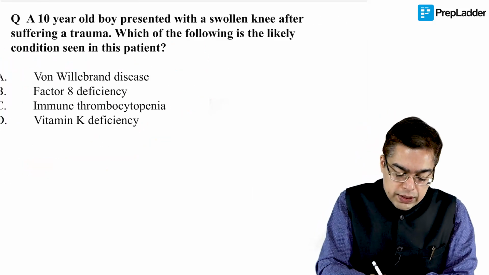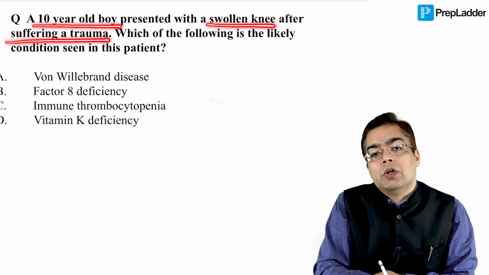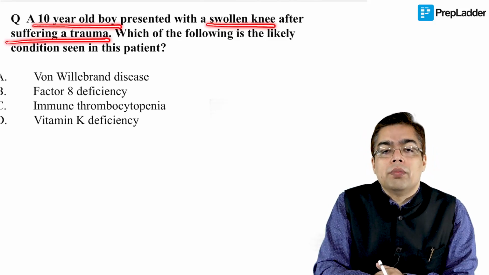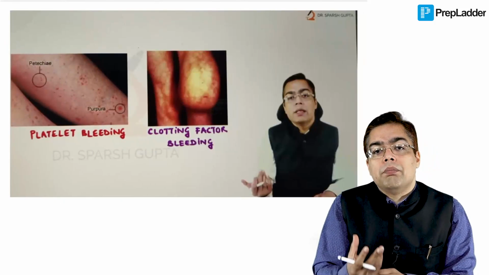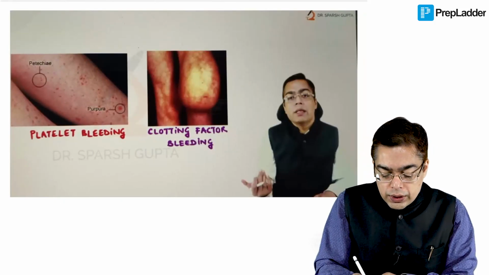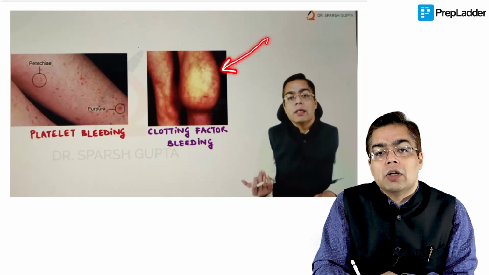Looking at the next question, a 10-year-old boy presented with a swollen knee after suffering from a trauma. Now, when you talk about a child who has suffered from a trauma and then he's going to be having the presence of swollen knee, that could be because of the blood accumulating inside the joint, and that is what is going to be given the name of hemarthrosis, something I discussed with you in the form of an image and a concept.